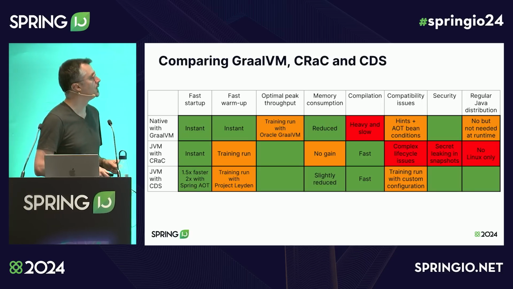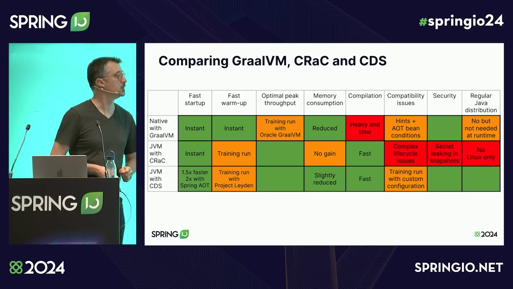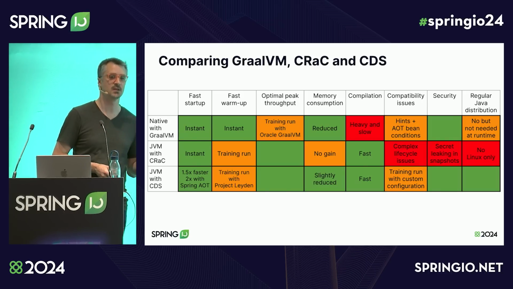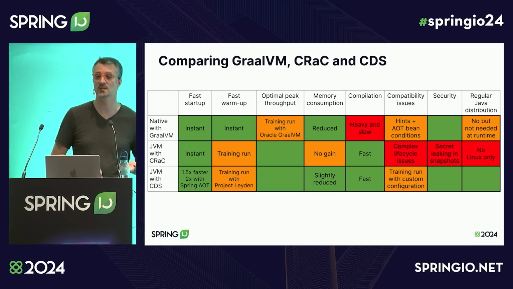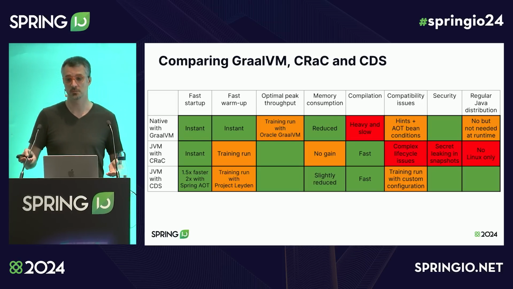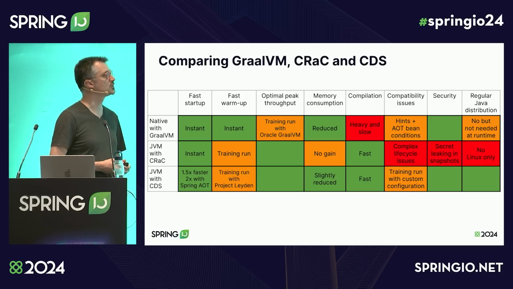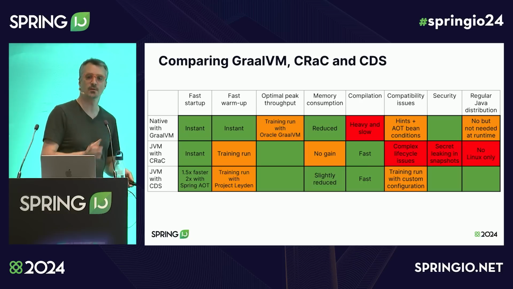Okay. So memory consumption, good point. Reduced memory consumption, very nice. Compilation, pretty bad, heavy and slow, and architecture specific. So if you are shipping containers, maybe that's not a big issue because you will ship basically something that is in your Linux container. Compatibility issues, for some people it's red, for some people it's orange, it depends.